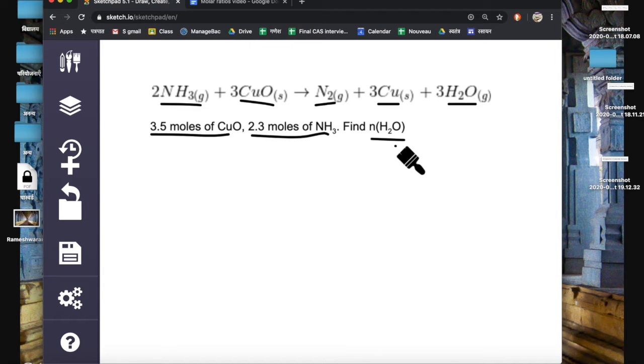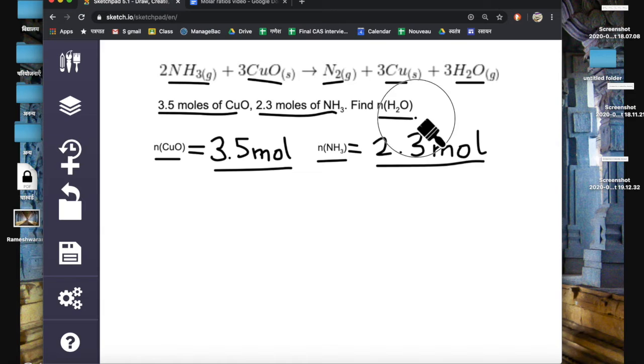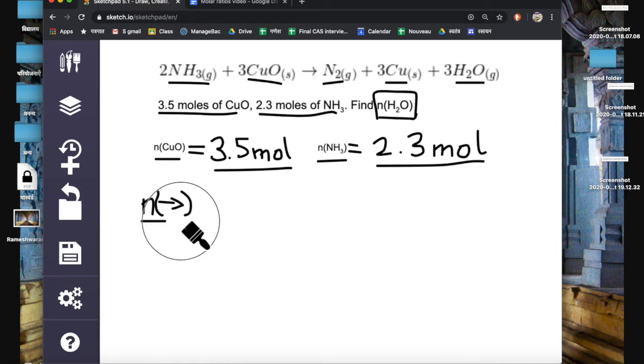Let's write down the information that we already have. The number of moles of copper oxide is 3.5 moles, and the number of moles of NH3 is 2.3 moles. And we have to find the number of moles of water, H2O. Before we can do this, we need to find the number of moles of reaction. So I'm going to think of how many moles of reactions take place. This is the number of moles of reaction, n-arrow.